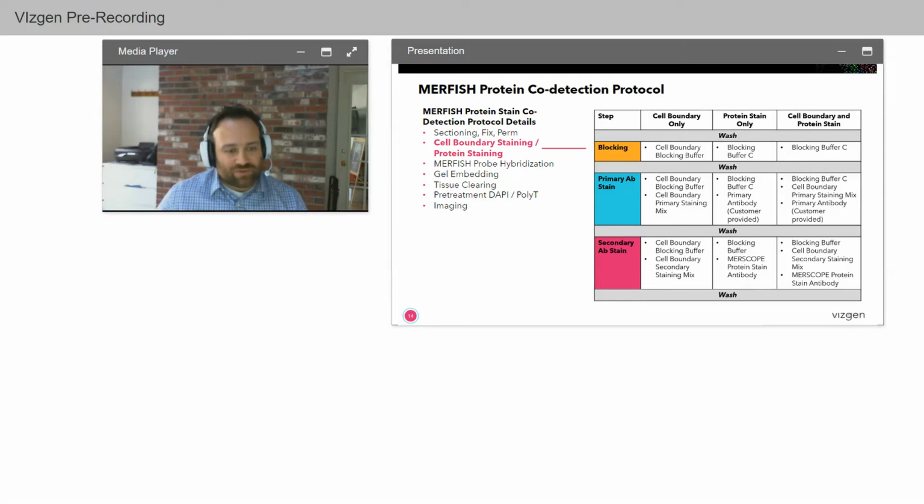From this step, you move through our standard MERFISH probe hybridization step. That's where you would incubate with your gene panel, gel embedding and tissue clearing, again, in order to clear the tissue and generate that highly accurate data detection of those fluors, and then a pretreatment with DAPI and poly-T and imaging.